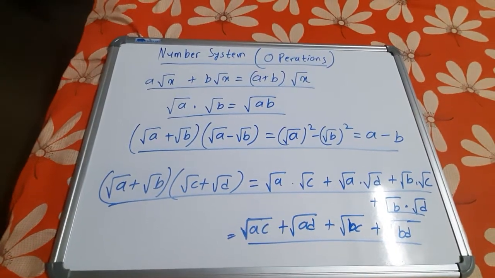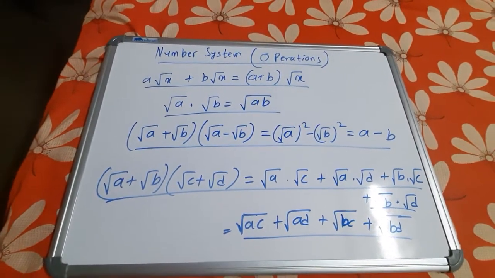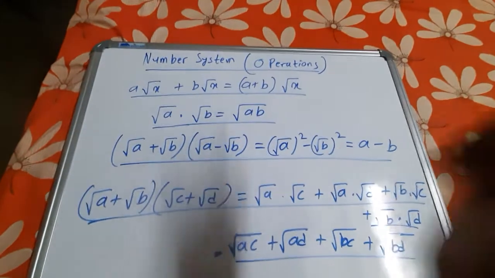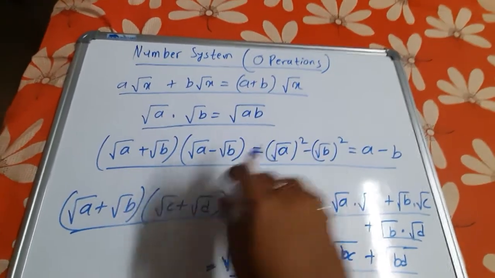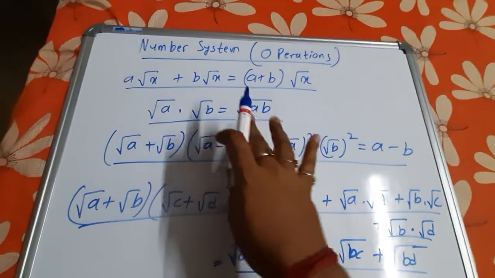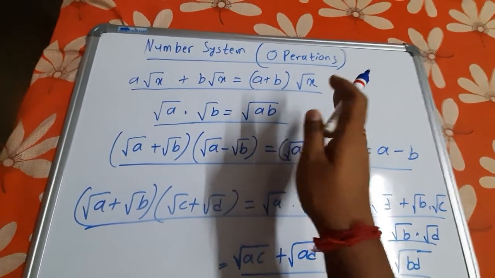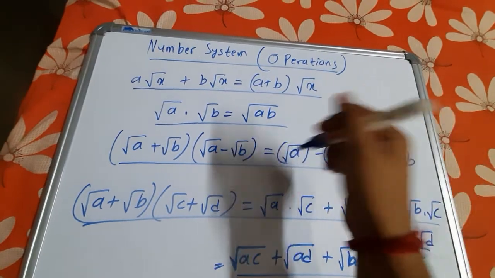Okay students, so today we will be learning the operations on irrational numbers, part of the number system chapter. These are known as irrational numbers, some root numbers. Those are irrational numbers, so we need to learn operations performed on them.